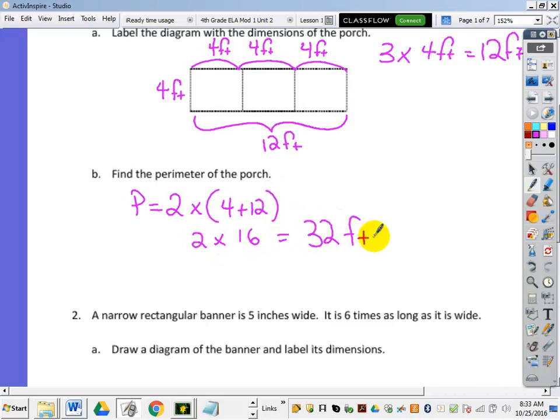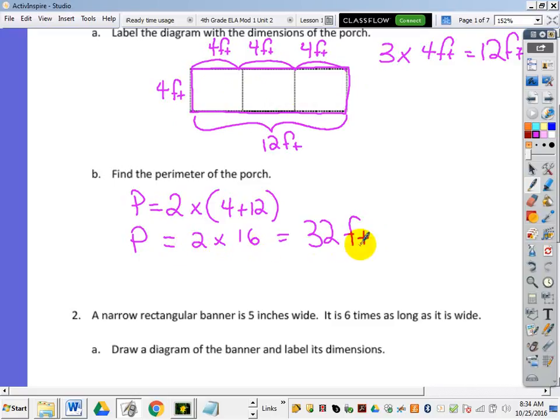Is that square feet or just feet? Just feet. Not area. It's just the distance around. So it's just from here, up, over, and down. So the perimeter is 32 feet. Find the perimeter. So perimeter equals 2 times 4 plus 12. That is 16. You can write it right underneath. So the perimeter is equal to 2 times 16, which equals 32 feet.